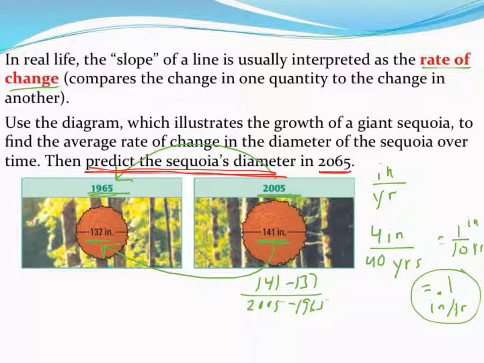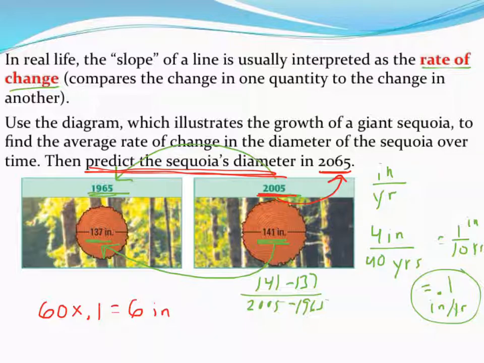Well, I can see I left off in 2005, so 60 years in the future is where I'm going. So this tree is growing for 60 years at a rate of, I'm going to multiply that, times my rate of 0.1. That gets me 6 inches. So this tree, based on my prediction, is growing 6 inches in the 60 years that we're predicting into the future.